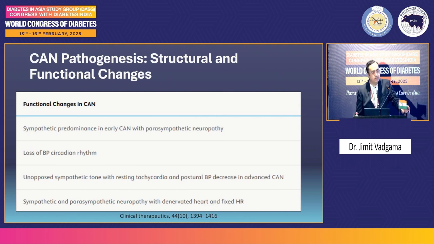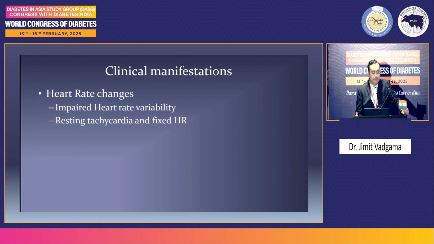Loss of blood pressure circadian rhythm is one of the earliest changes. Unopposed sympathetic tone with resting tachycardia, and then postural blood pressure decrease is seen in advanced cardiac autonomic neuropathy. So orthostatic hypotension, once it occurs, we can label it as an advanced stage. What can be the clinical manifestation?